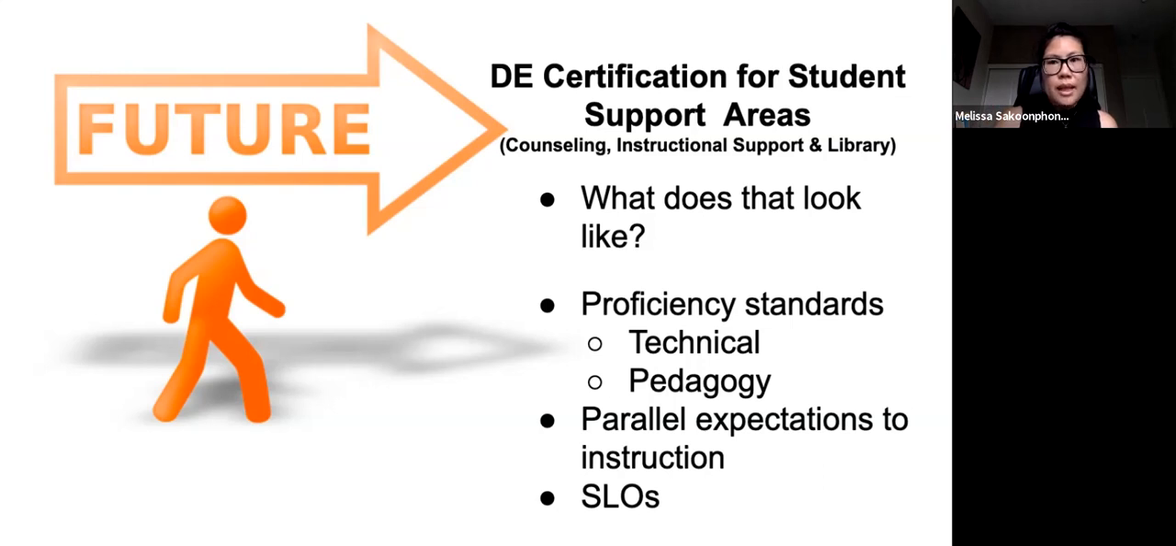And so we started posing these wondering questions. What would that look like? What would that cover? Where are the parallels? These are some of the things that we're brainstorming right now. We actually have a meeting right after this. And we're thinking about proficiency standards. What are the technical things that we all need to cover that are similar to instruction, similar to all the areas that we support, but that are also different?